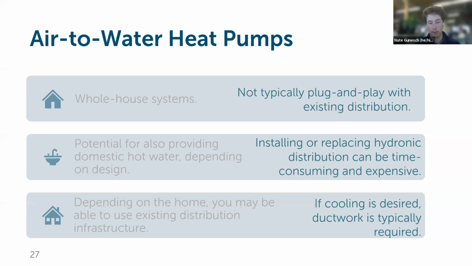But installing and replacing hydronic distribution is time consuming and expensive. There are no ifs, ands, or buts about it. That's how it's going to be. I'll also note that while you can tie in your domestic hot water, you can't really tie in cooling without a little bit of extra work. It's difficult. I shouldn't say it can't be done, but it's difficult to do cooling through any kind of radiators.